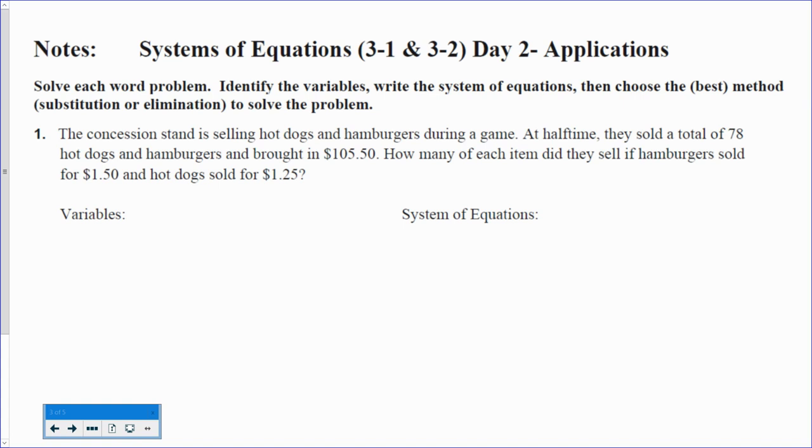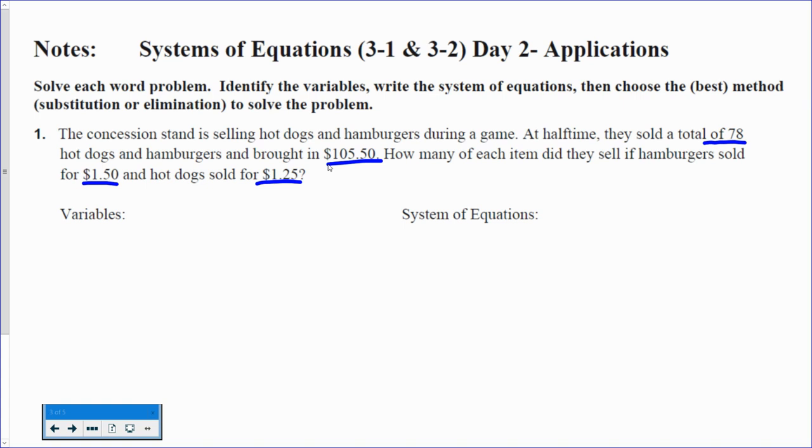So the first one here, the concession stand is selling hot dogs and hamburgers during a game. At halftime, they sold a total of 78 hot dogs and hamburgers, and they brought in $105.50. How many of each item did they sell if hamburgers sold for $1.50, hot dogs sold for $1.25?